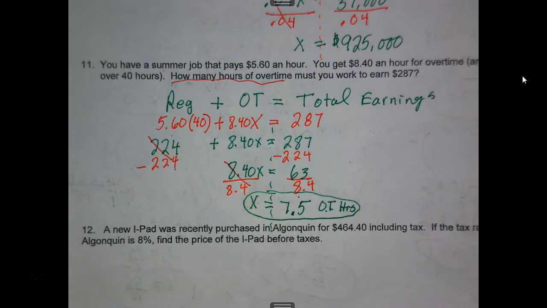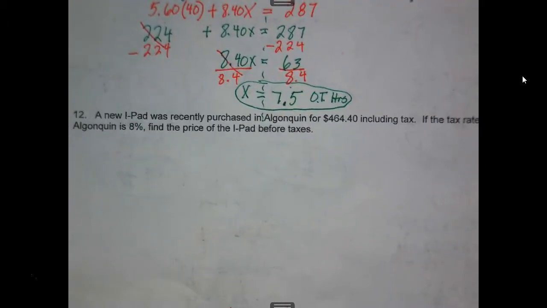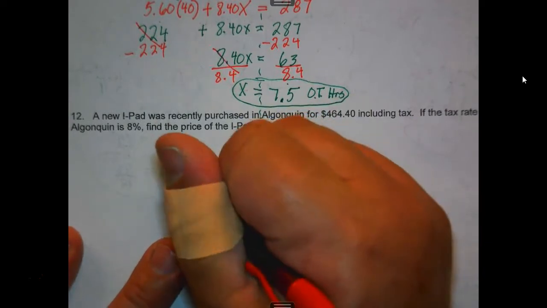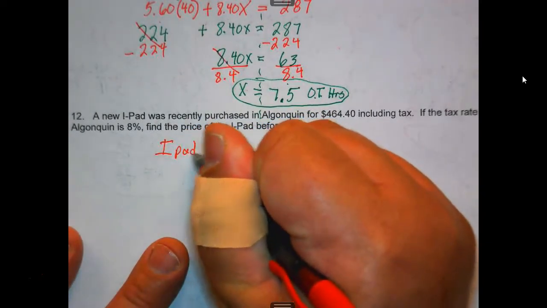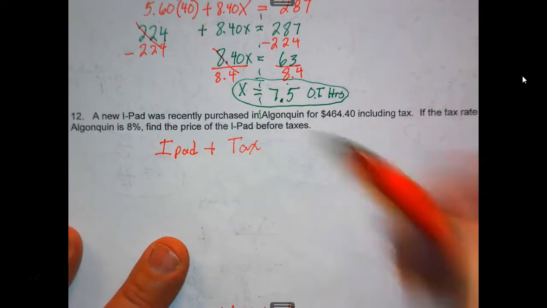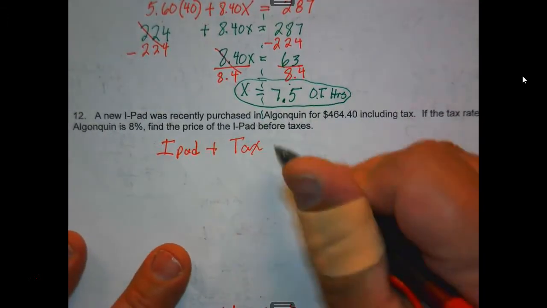A new iPad was recently purchased in Algonquin for $464.40, including tax. If the tax rate in Algonquin is 8%, find the price of the iPad before taxes. Okay, so here's my plan of action. I have the cost of the iPad, right? And then I'm going to add to it the tax, and that's going to be my purchase price.